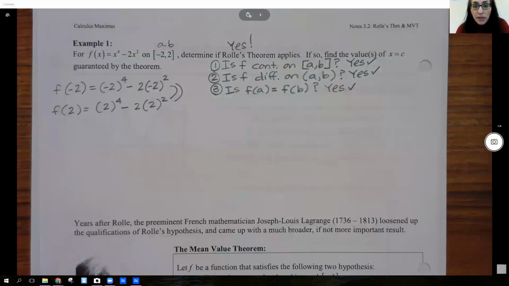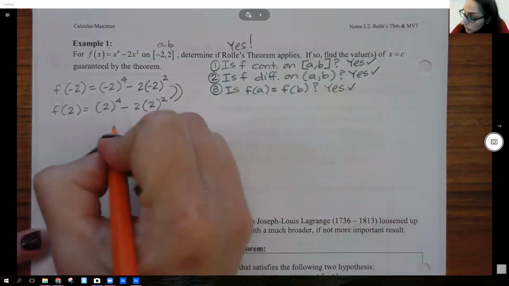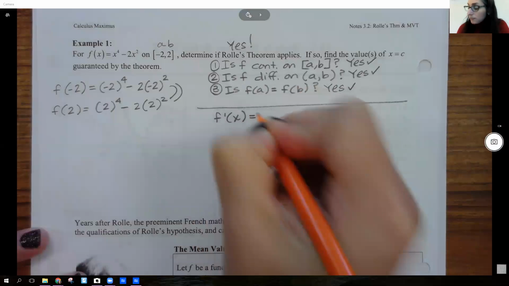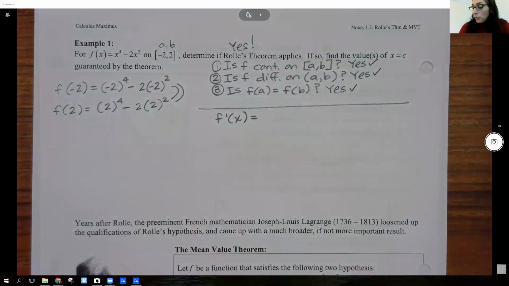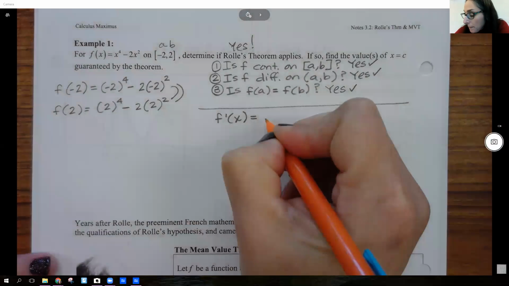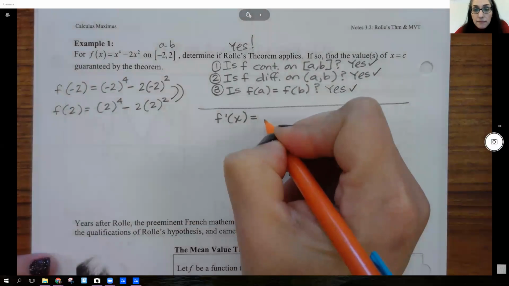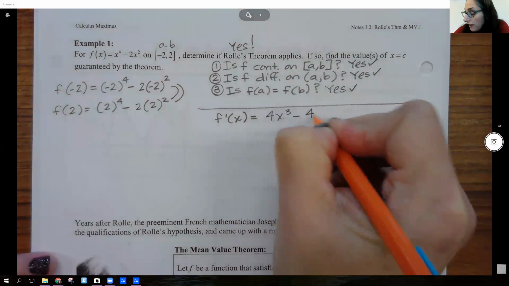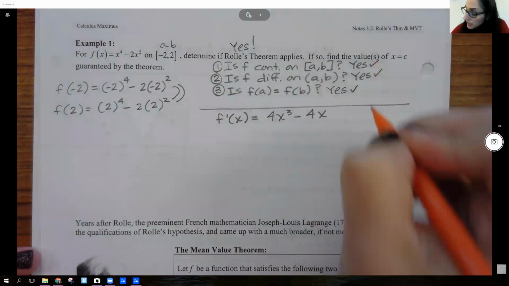So the thing that's guaranteed by the theorem is that there is some x value that when you take the derivative, it's going to be 0. So you need to now take the derivative of f of x. So what will be the derivative of x to the 4th minus 2x squared? 4x to the 3rd minus 4x. Yeah, good. You're going to set that equal to 0.